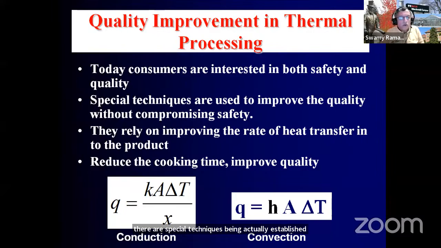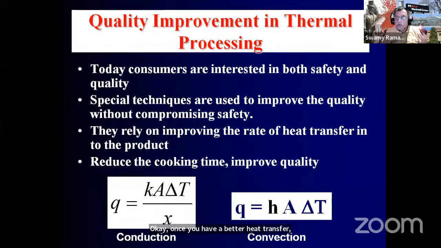These special techniques usually rely on improving the rate of heat transfer into the cans during the cooking process, okay? We all know there are two major types of heat transfer. One is conduction heat transfer, which happens in solid foods, and convection heat transfer, which happens in liquid or liquid particulate foods, okay? So the left one here is the conduction heat transfer equation, and the right one is the convection, okay? These are the parameters that are important in conduction: conductivity, area, temperature difference, and the thickness, or the diameter of the can, okay? On the other hand, convection has the heat transfer coefficient, area, and then delta T. So we try to maximize each of them and minimize the thickness in order to promote better heat transfer, okay? Once you have better heat transfer, it reduces the cooking time, therefore it gives you a better quality product.